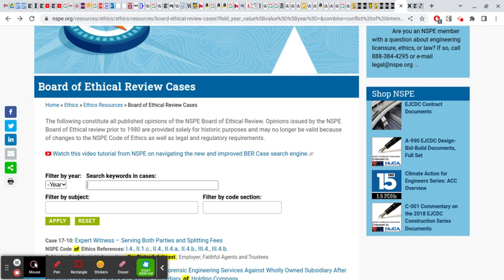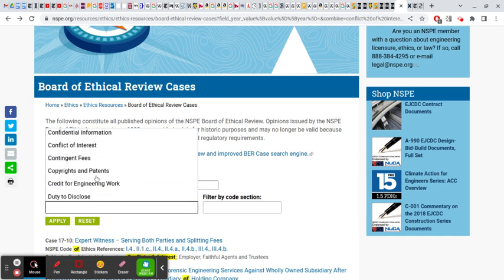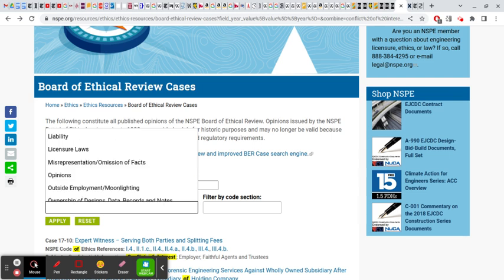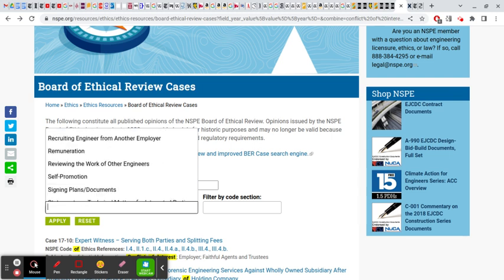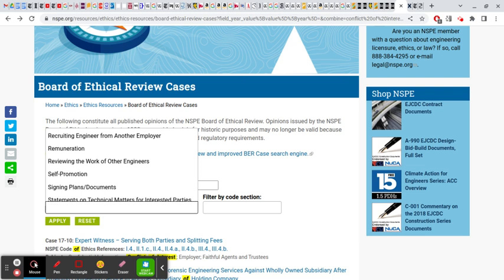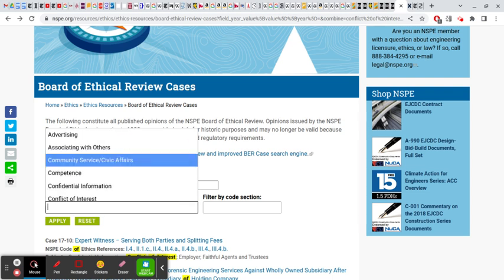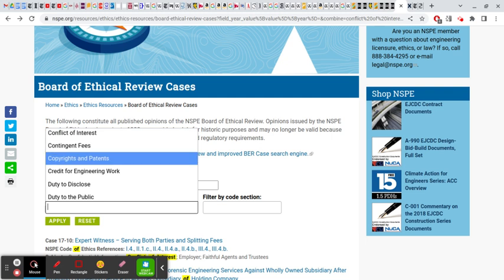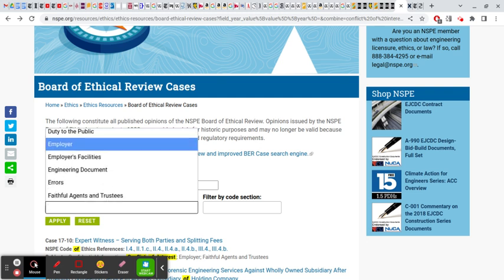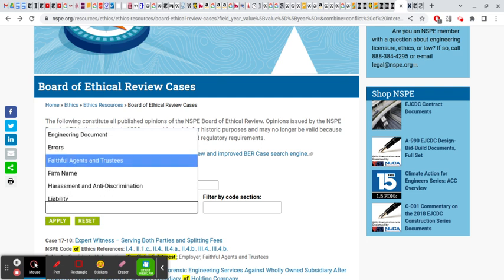And if you're looking for a case here, you can search by keyword. You can search by subject. Right? Look at all this. Amazing. Qualifications for work, remuneration, self-promotion, being a faithful agent. I mean, it's all here. I'm looking for something specific, and I'm not finding it. Copyrights and patents, credit for engineering. These are really important things in engineering. Duty to disclose, duty to the public, errors, harassment, and anti-discrimination.